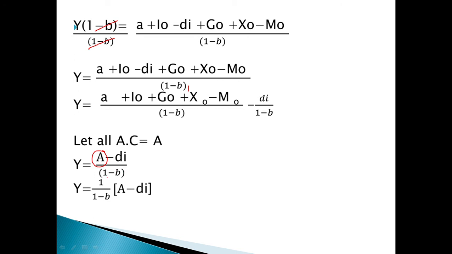So if we factorize 1 over 1 minus b out, we'll be left with A minus Di. This 1 over 1 minus b simply represents the income multiplier of the IS curve. The A here represents all autonomous components in the model, like I've explained, and this D here represents the sensitivity of investment to a change in interest rates.